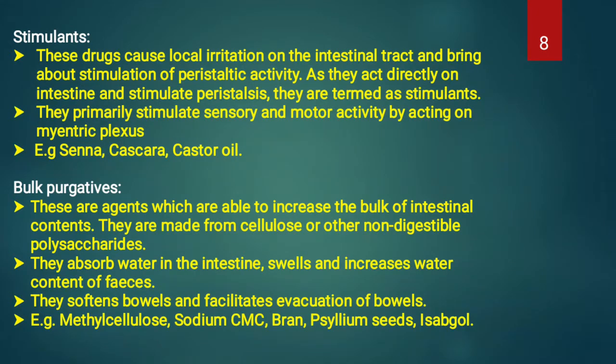Bulk purgatives. Bulk purgatives are the agents which are able to increase the bulk of intestinal contents. They are made from cellulose or other non-digestible polysaccharides. They absorb water in the intestine, swell and increase the water content of the feces. They act by softening the bowel and facilitating the evacuation of bowels. Examples of bulk purgatives include methyl cellulose, sodium carboxymethyl cellulose, bran, psyllium seeds and isabgol.